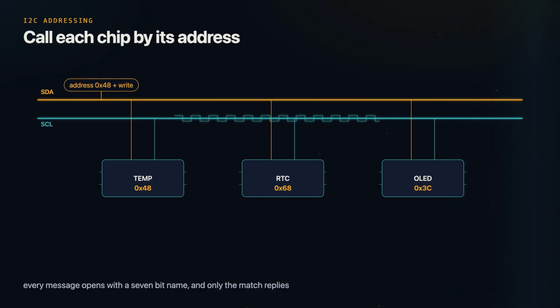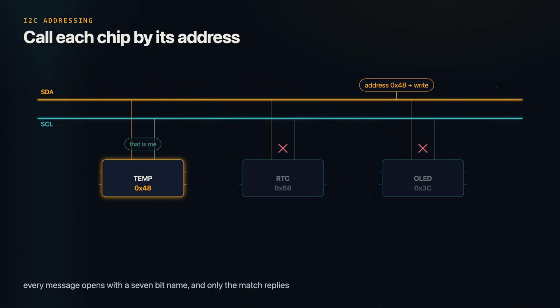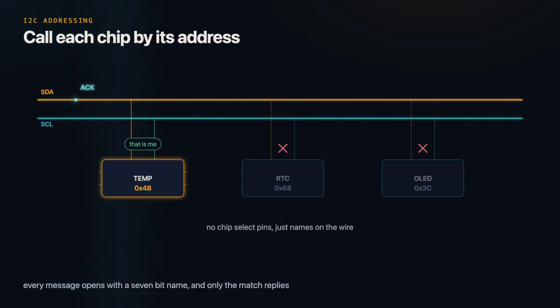But on a party line, who is being spoken to? Names. Every I2C chip has a 7-bit address baked in, and every conversation starts with the controller broadcasting one. Each chip compares it to its own. Here the controller calls hex 48. The clock chip ignores it. The display ignores it. The temperature sensor recognizes itself and answers with a tiny pulse, an acknowledge that says, "I am here, go ahead." No select wires, just names.